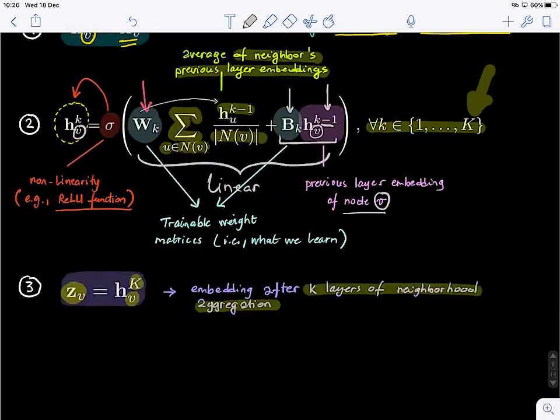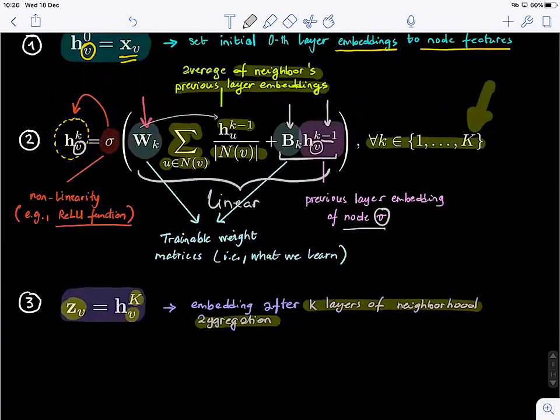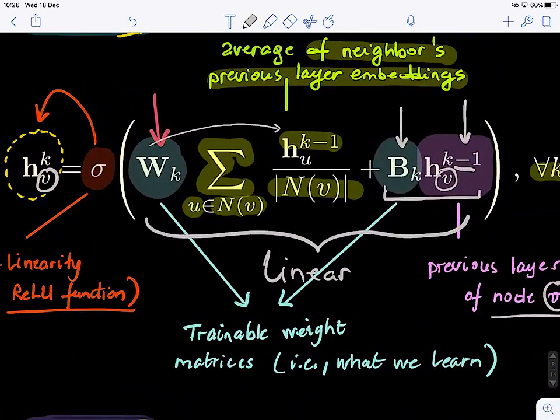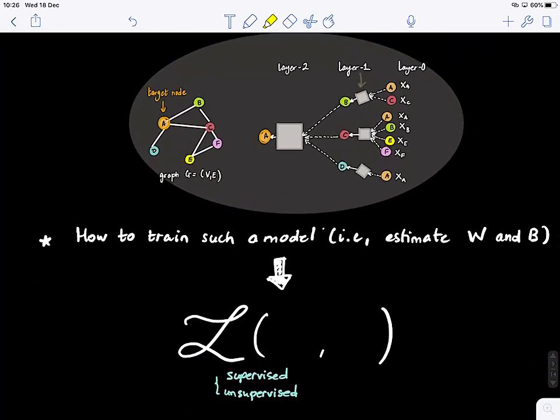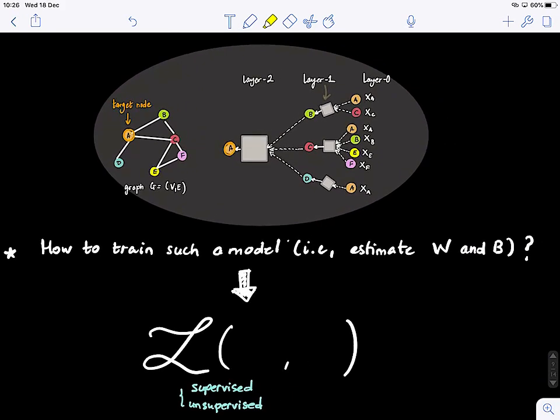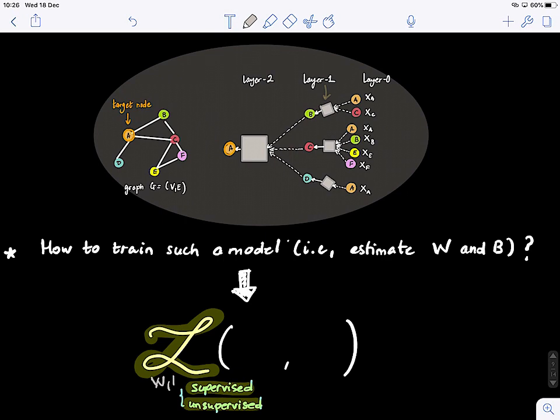Good question. Okay. Now, we know that ultimately, to estimate the embeddings for each node, we need to train weight matrices. This is actually what we learned, the W and the B. To train such a model, we need to define a loss function. If you have taken a machine learning course, you already know this. It depends if you want to do supervised learning or unsupervised learning. You need to define a loss function, and that loss function will allow you to estimate your W and your B, and that's basically how you will get your embeddings, okay?